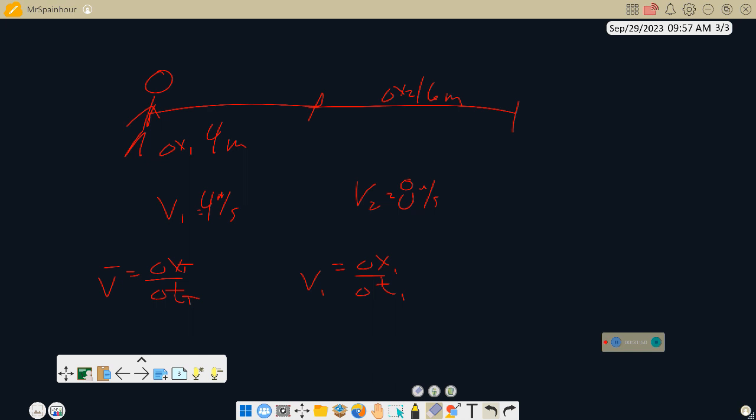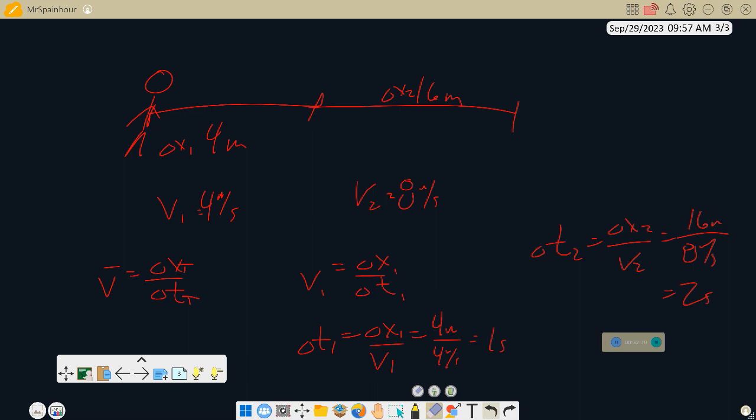So what can I do with that? Do my algebra, see that delta t1 is equal to delta x1 over v1, and that takes my 4 meters divided by 4 meters per second to see that it takes me 1 second to travel that first guy right there. Then, I've already done the algebra, so I'll just do it again. Delta t2 is delta x2 over v2, or 16 meters over 8 meters per second, for 2 seconds.